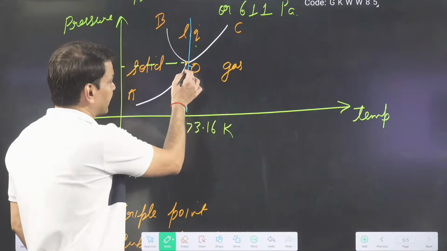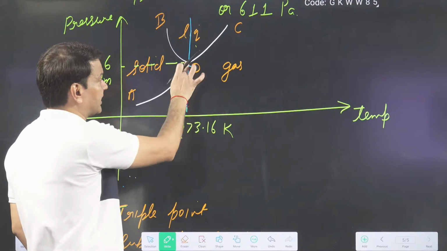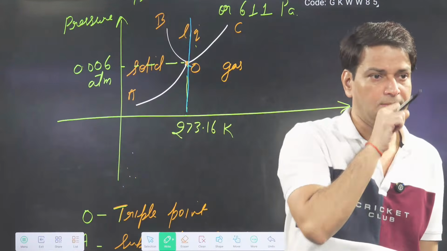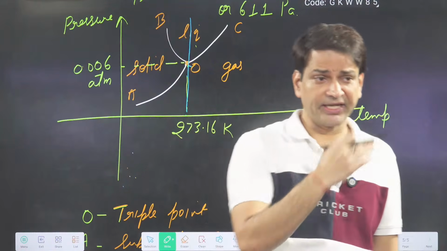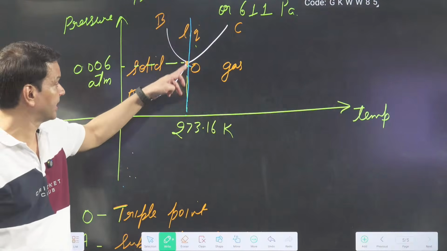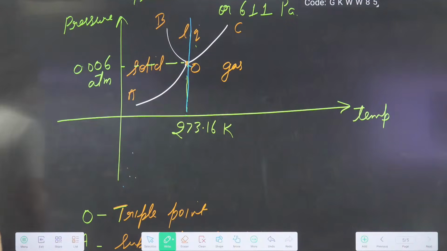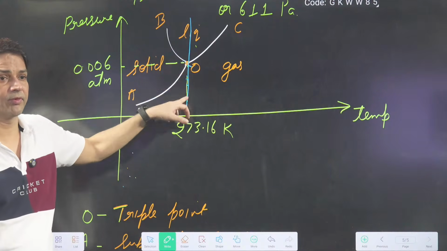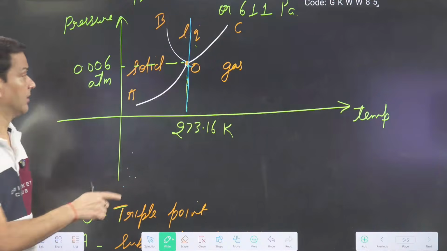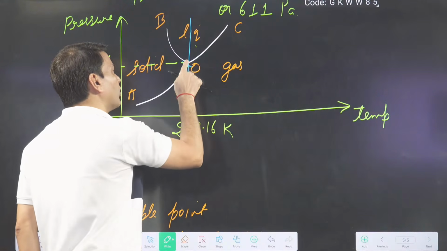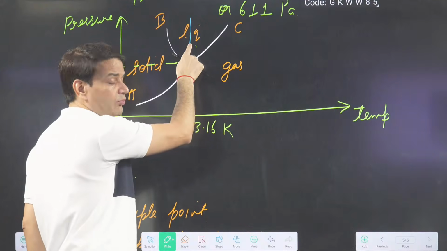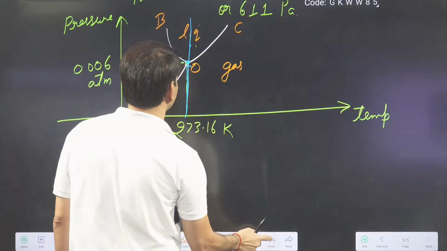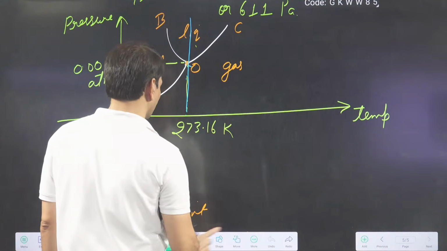If I am decreasing the pressure while maintaining the temperature constant, which state will we have? Decreasing the pressure, we will have gas. Increasing the pressure, liquid. Maintaining the temperature constant and water at O, if I increase the pressure I go up, then liquid. If I decrease the pressure, gas. Everybody got it? So you'll remember this example?